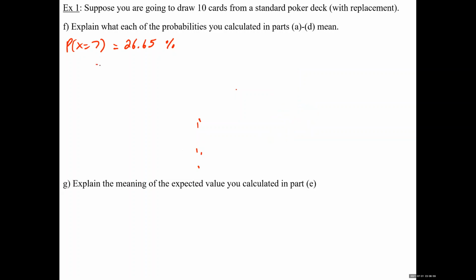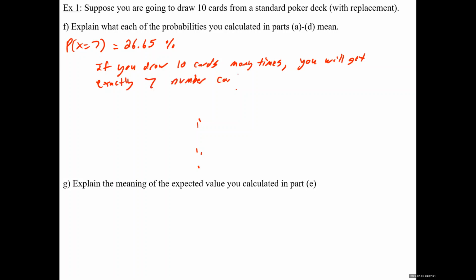Okay, so if you draw 10 cards, I'm just going to write many times, you will get exactly 7 number cards about 26.65% of the time. So in the binomial problem, we're drawing 10 cards, if you do that many times.